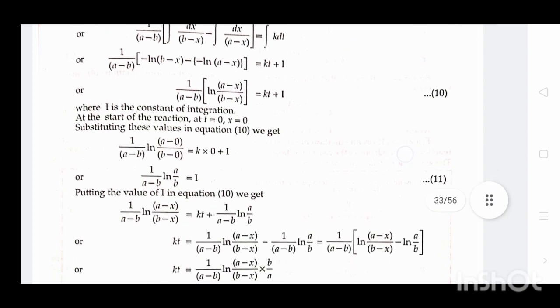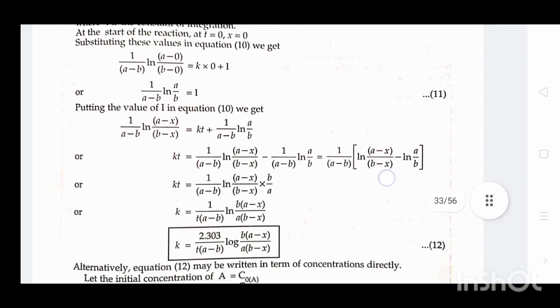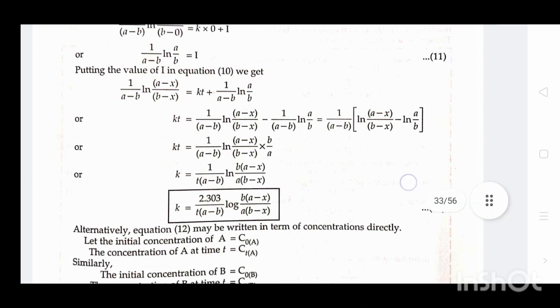At the start of the reaction, at t equals 0 and x equals 0, substituting these values in equation 10, we get 1 by (a minus b) ln (a minus 0) divided by (b minus 0) equals k into 0 plus I, so I equals 1 by (a minus b) ln a by b. Putting the value of I in equation 10, we get k equals 2.303 by t into (a minus b) log b into (a minus x) divided by a into (b minus x).